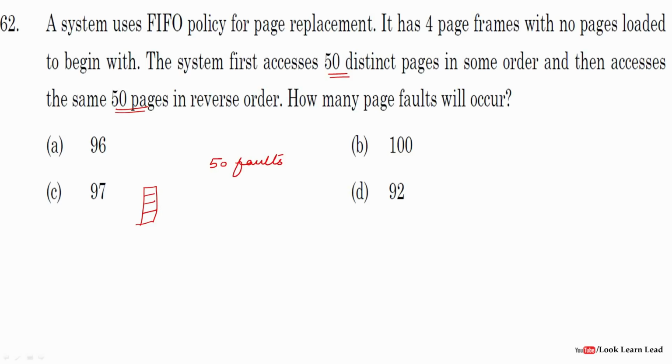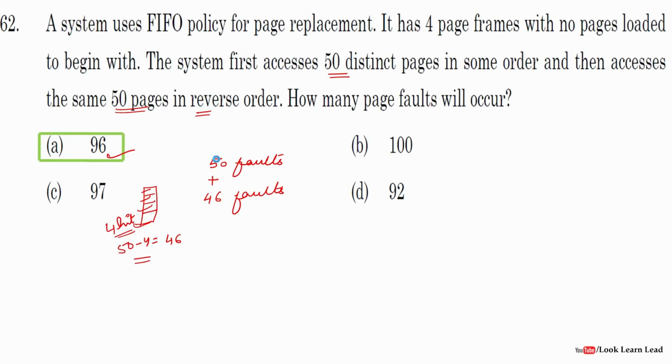When we access them in reverse order, 4 pages would already be in the frames, so there would be 4 hits, and the remaining, that is 50 minus 4, the remaining 46 would be faults. So 50 plus 46 faults would be our answer, which is 96. So A is the answer.